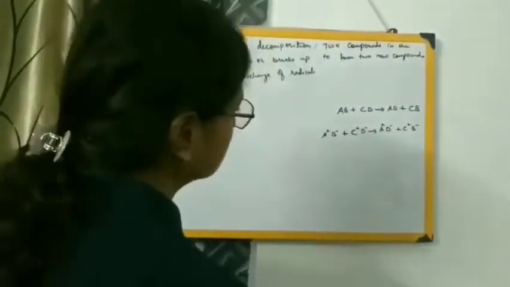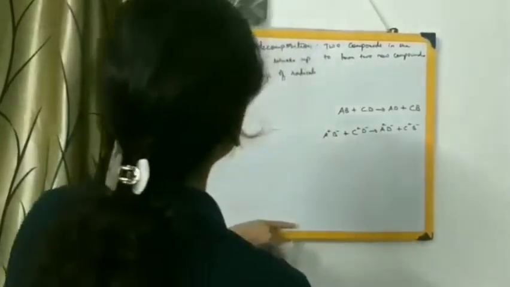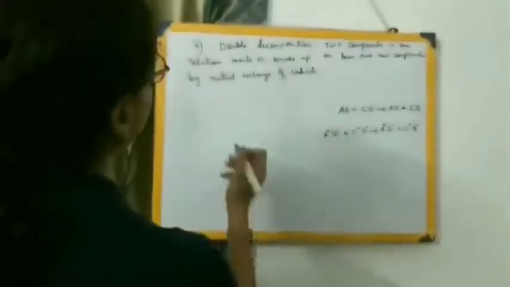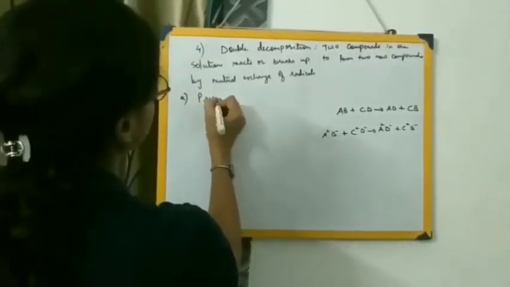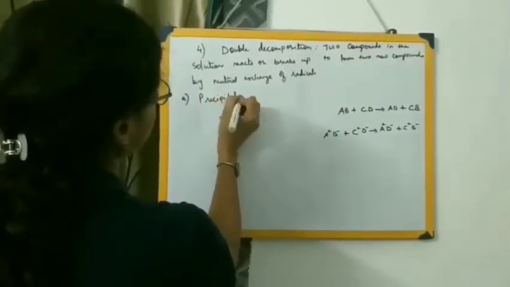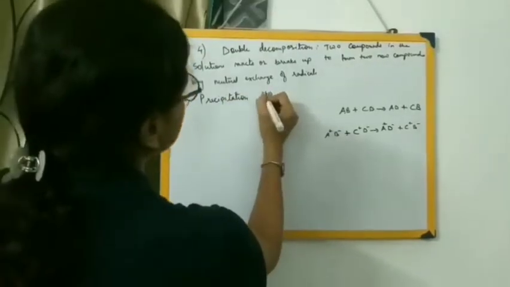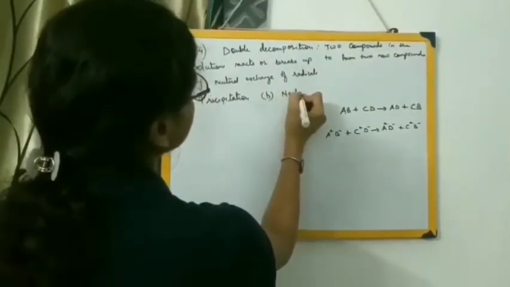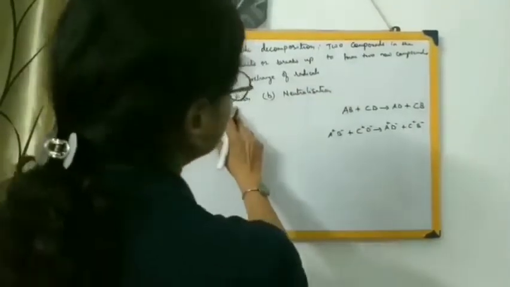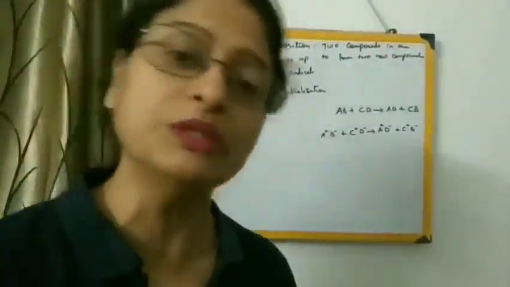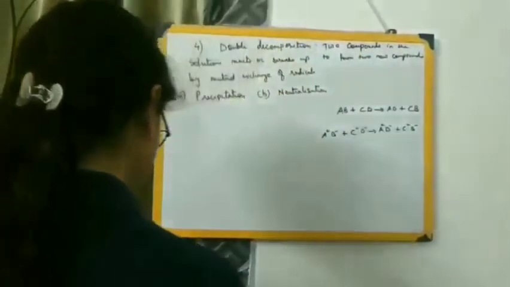We'll proceed with certain examples, but before that, let me tell you, double decomposition reactions are again of two types. That is the precipitation reaction, and the second type is the neutralization reaction. Now when I say precipitation reaction, what does it mean? From the word itself you should get an idea: a reaction in which a precipitate is formed. Such a type of double decomposition reaction is called a precipitation reaction.